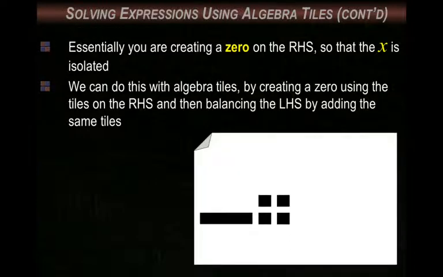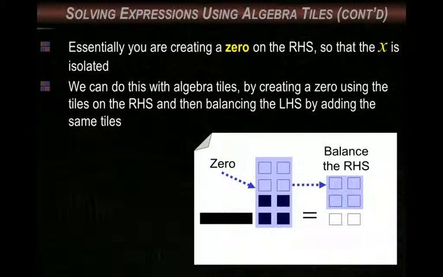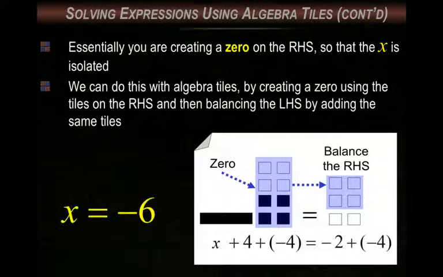You can do this with tiles too. Watch how I do this with tiles. So here's my x. It's not alone. It's got some other junk there. How would I get rid of it? Well, I've got to make 0 out of those 4 tiles. So I put the opposite 4 tiles there. In order to get rid of these 4 tiles, I put 4 negative tiles, essentially creating a 0. But what I do to one side, I've got to do to the other. And now what I'm left with is that x equals negative 6, because there's now negative 6 tiles over on this side.